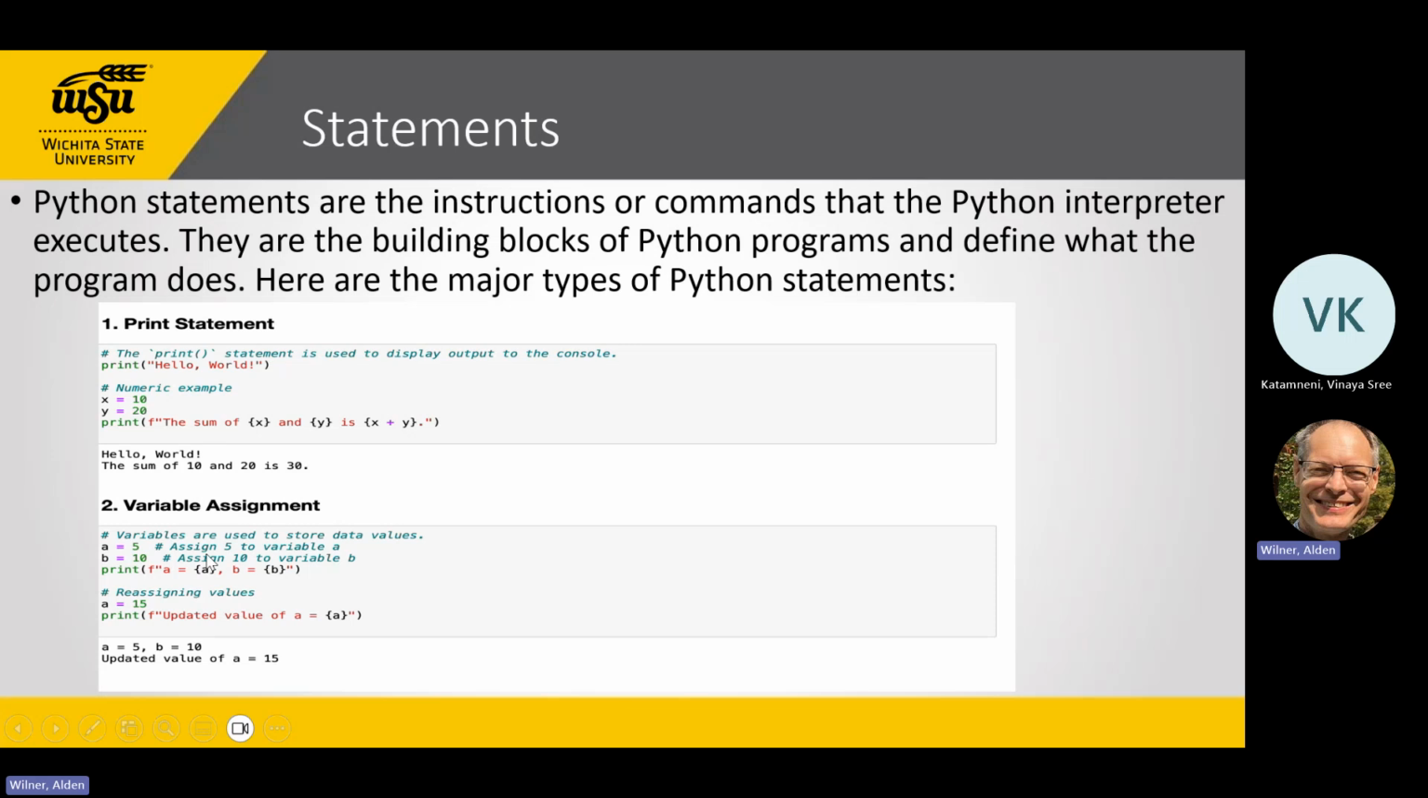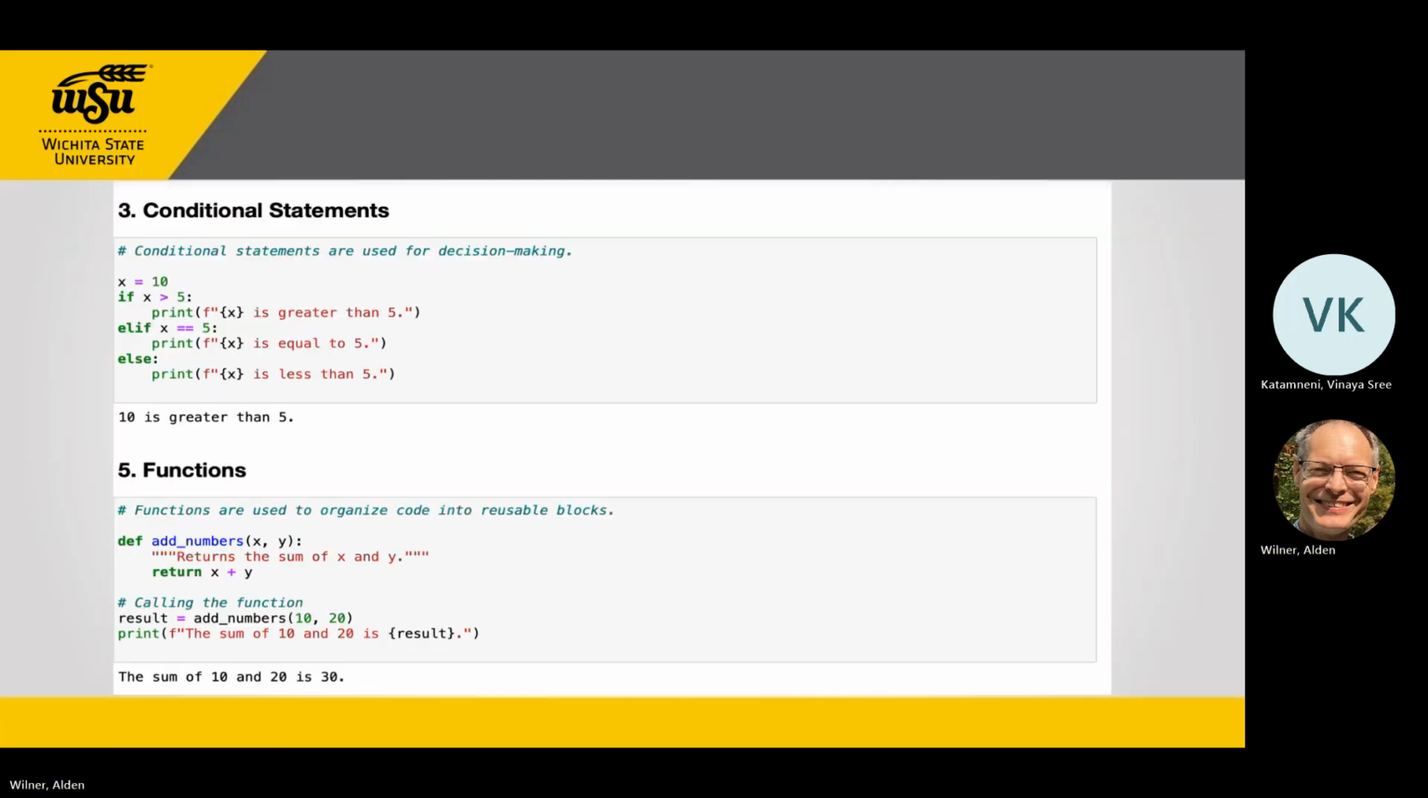Variable assignment. Updated value of A equals A, yes. And again, when we do the format, we put the print F. F indicates use a format string, and that means it looks for these special symbols inside the string and interprets them. And then you can actually put at the end of this a comma and even more modifications to the string format.